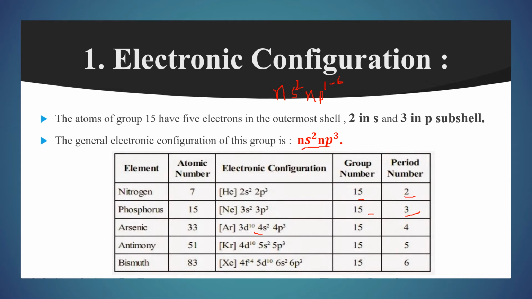4f14 5d10 6s2 6p3. Here, since the fourth shell is there, the subshells for the fourth shell, the F subshell is also there, D subshell is also there, S and P are also there for bismuth. So this is the electronic configuration of group 15 elements.